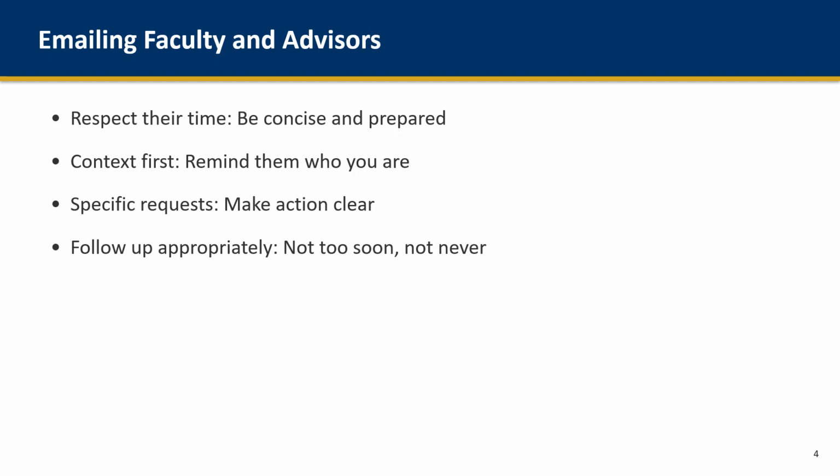Make specific requests with clear action items. Instead of "I was wondering if we could maybe discuss my paper sometime," write, "Could we schedule a 30-minute meeting this week to discuss my draft?" The first leaves the professor unsure what you want. The second invites a simple yes or scheduling suggestion.